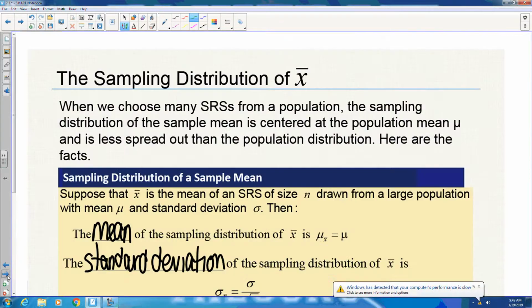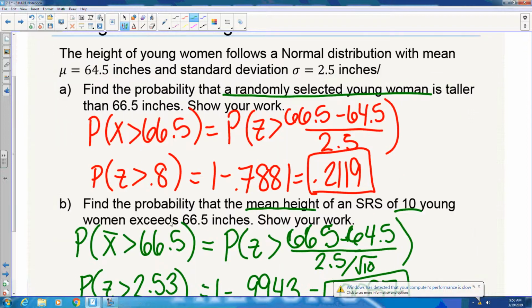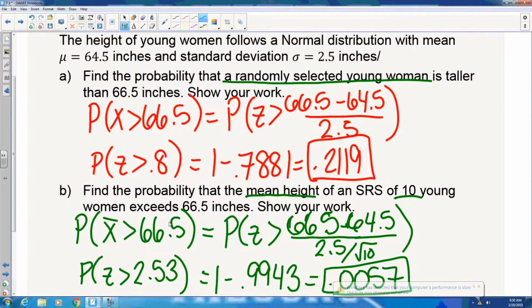So the reason for that with our calculation is that we're dividing by a smaller number. So here we're dividing by 2.5, where here we're dividing by 2.5 over the square root of 10. So that's actually quite a bit smaller of a number, which means our probability is going to be a lot smaller.